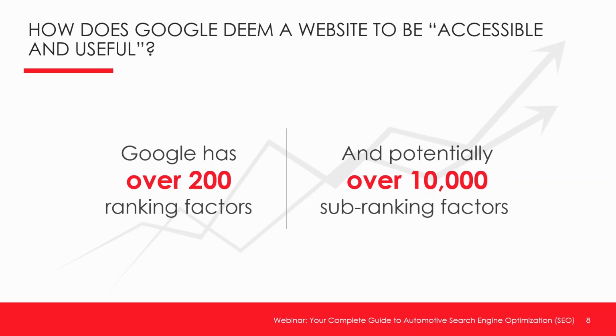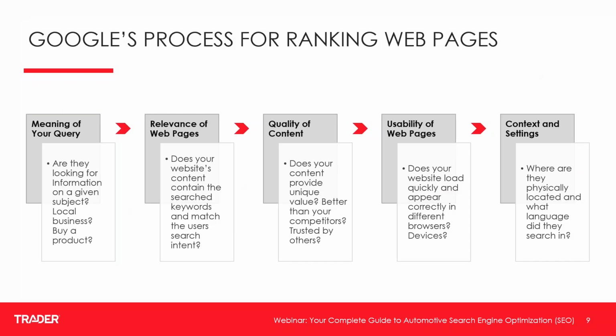And based off of many different experiments and tests, people like myself and SEOs believe that there's actually probably 10,000 different things that Google can potentially be looking for. Sub-ranking factors, we would call them. So it's very complex. Google looks at a lot of different things in deciding when to rank one website over the other. But let's try and understand what they're doing every time somebody types a search into Google.